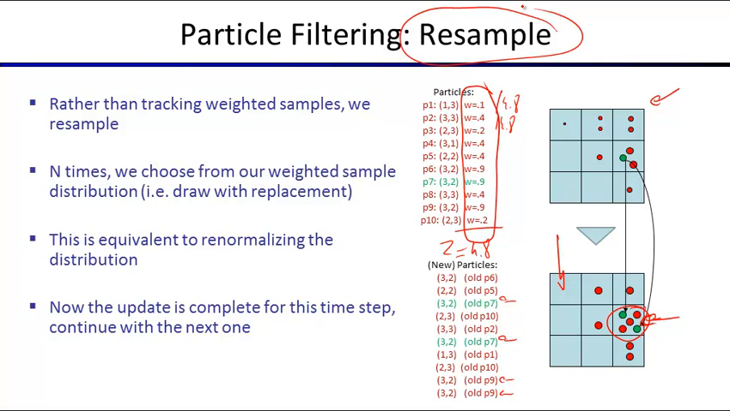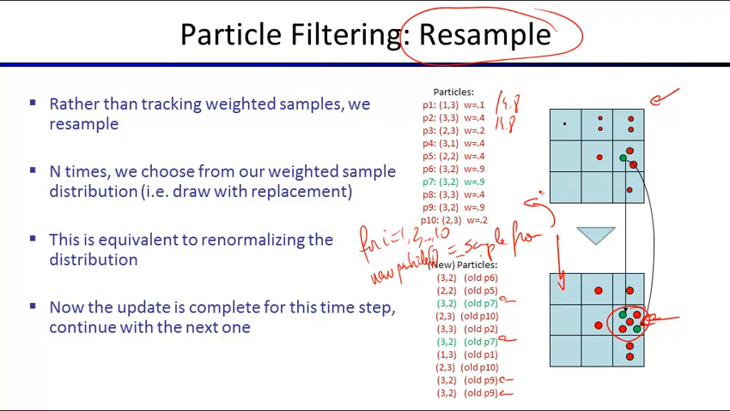Resampling is the following procedure. You run through a loop, and you say for i equals 1, 2 through 10, and then you say new particle i equals a sample from this distribution up there. And that gives you the 10 new particles.